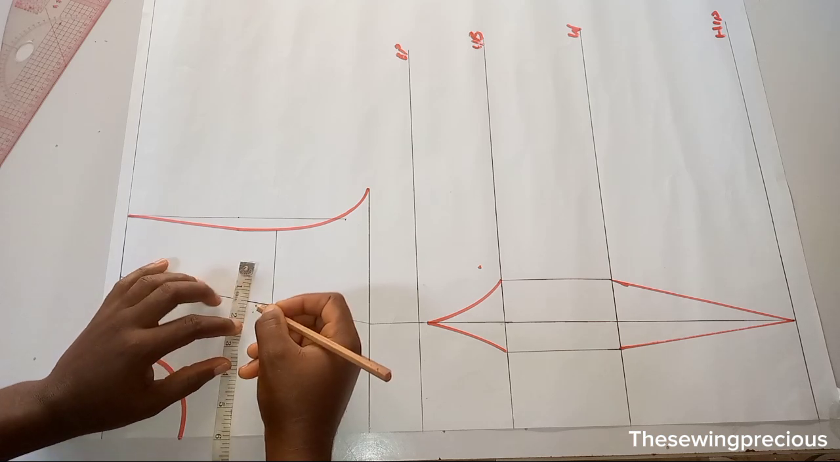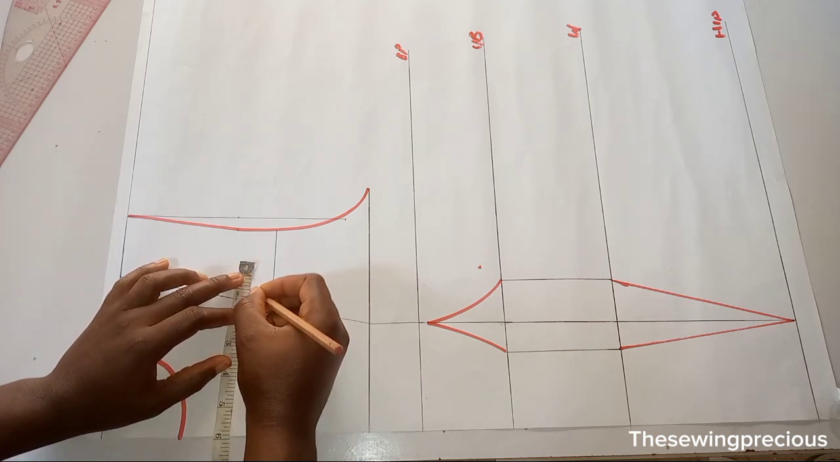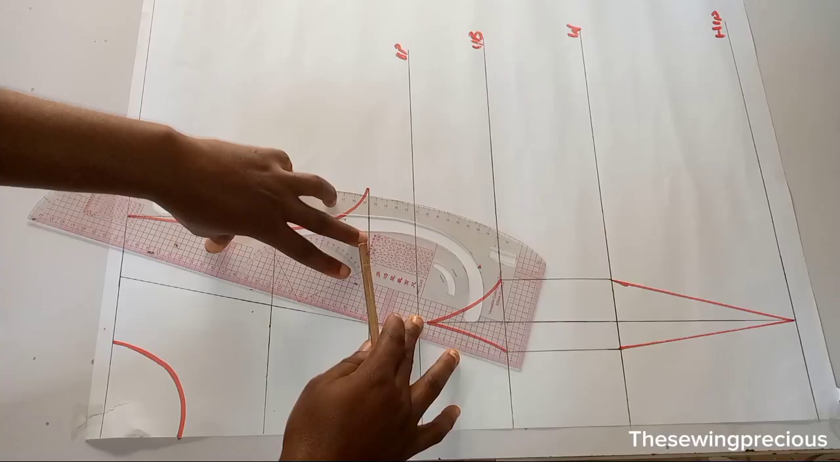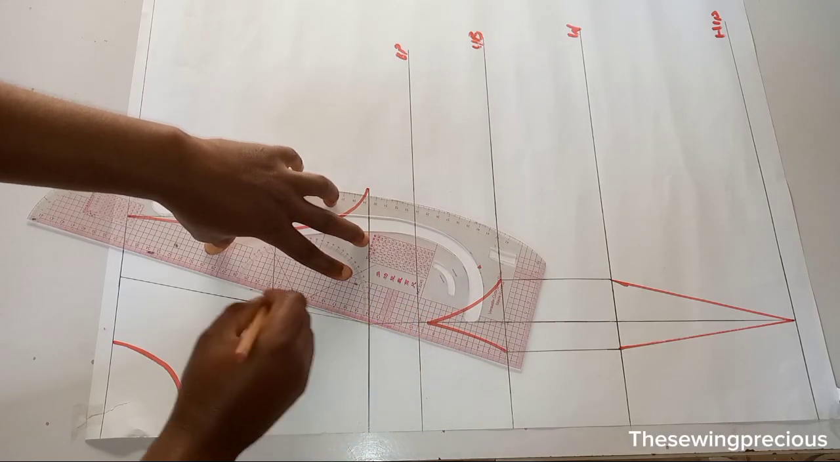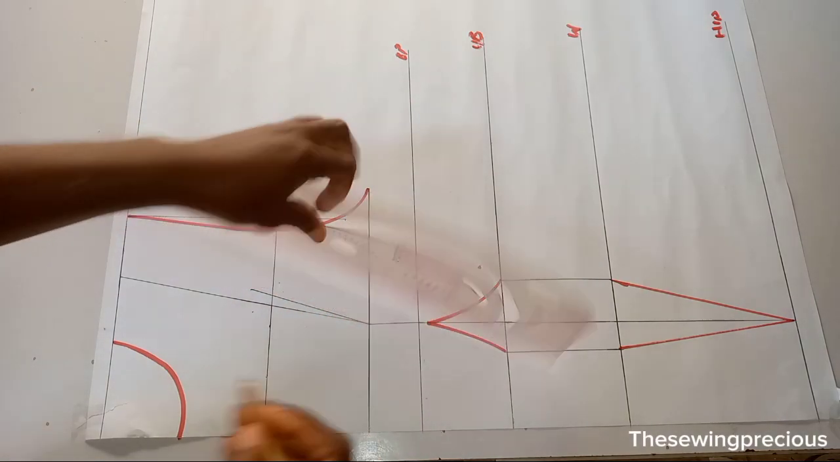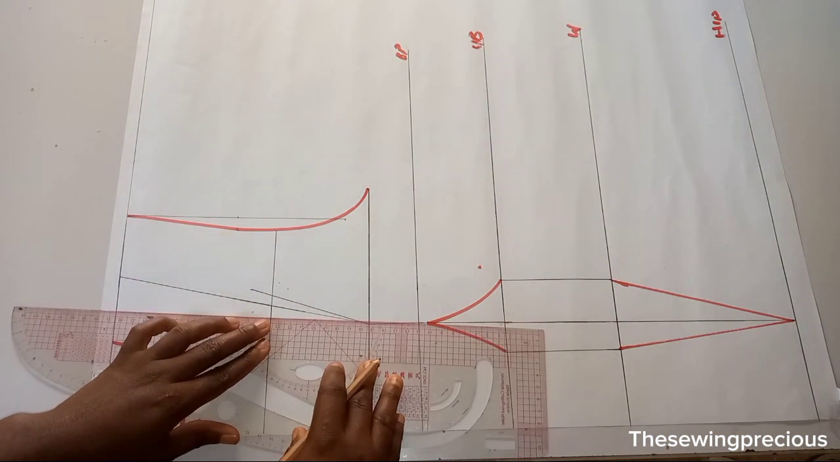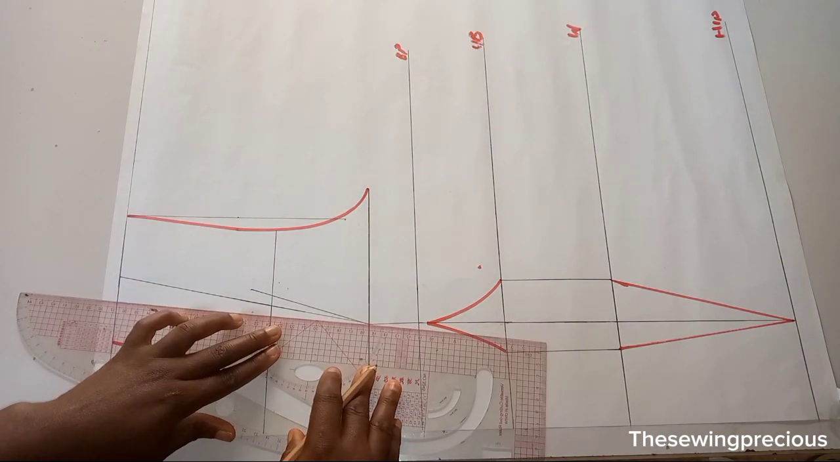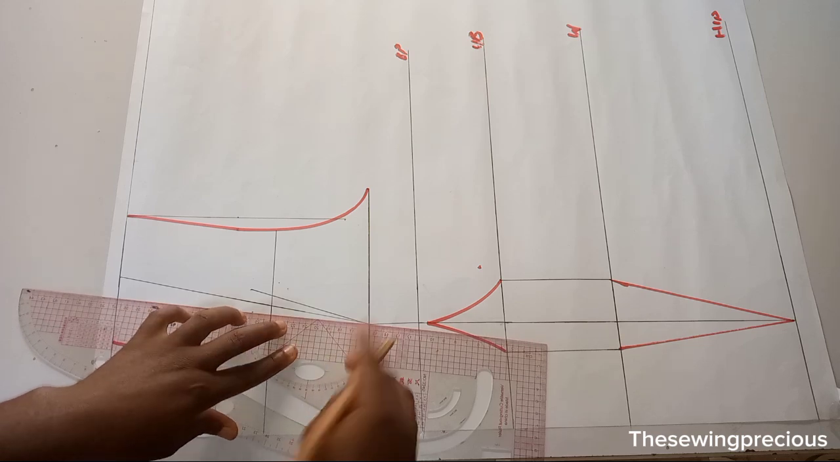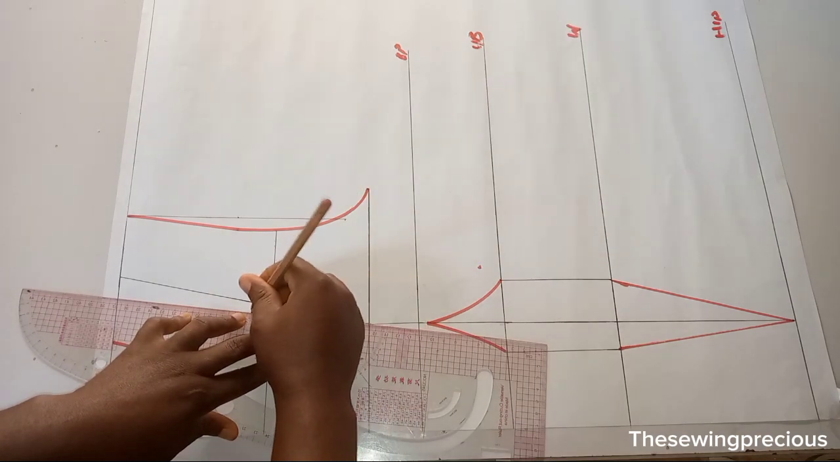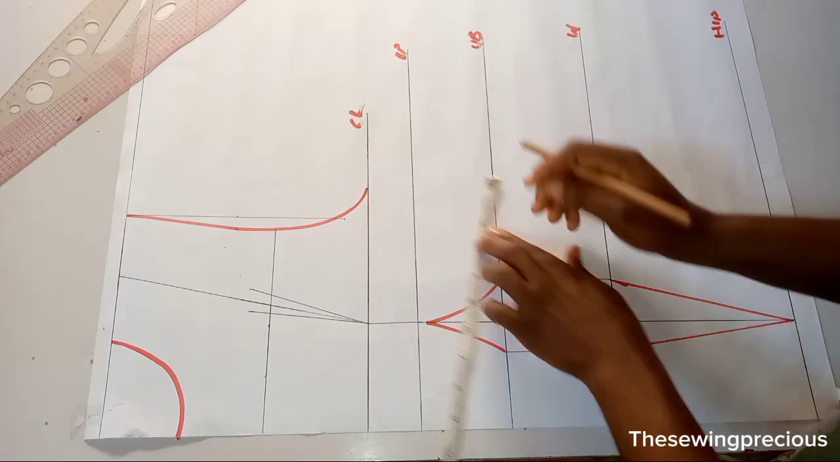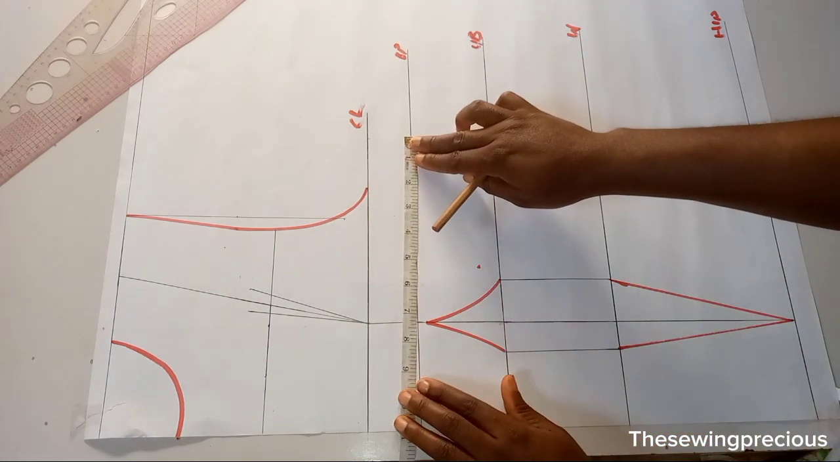On the chest line, I'm going to be coming out by 0.75 on each side. I will use my ruler to connect the dart to the bust point line. Now I'll be adding my body measurement.